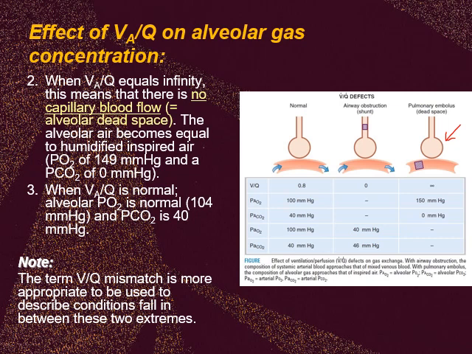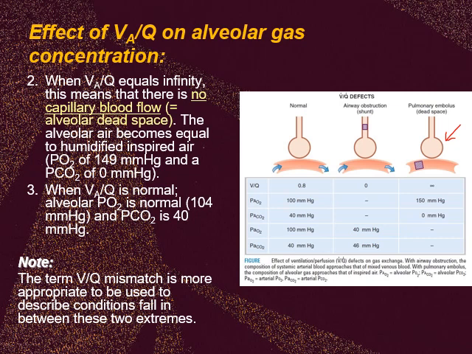Now, if the ratio increases to infinity, this occurs when no blood reaches the alveoli, as in pulmonary embolism. This situation leads to alveolar dead space formation, as you can see on the left side of the diagram. The alveolar air becomes equal to humidified inspired air, that is to say, a partial pressure of oxygen of 149 or 150 millimeters of mercury, and a partial pressure of carbon dioxide of 0 millimeters of mercury.